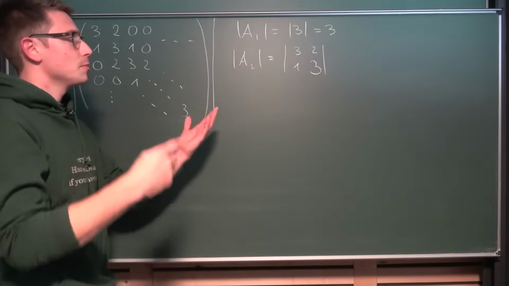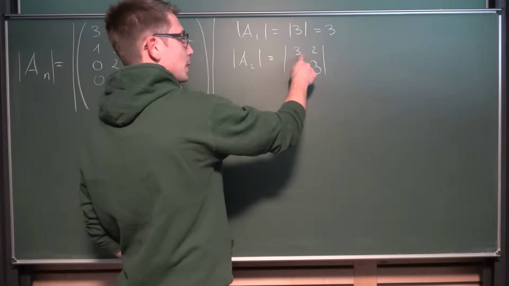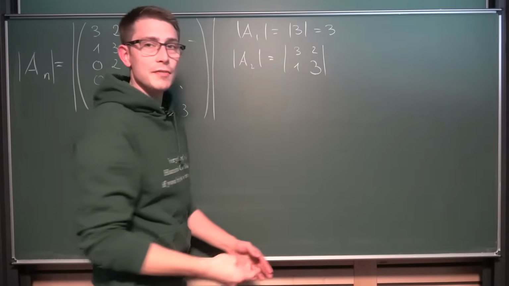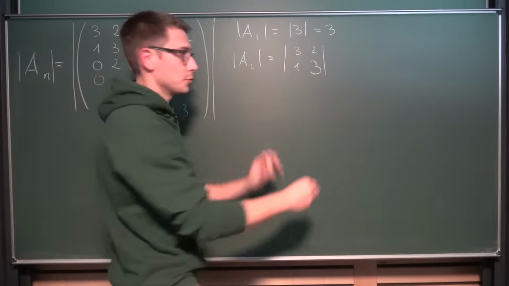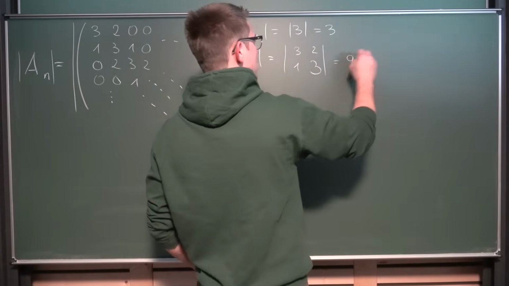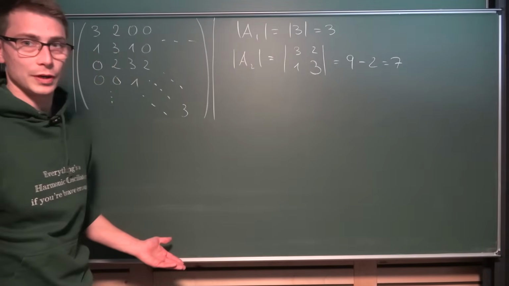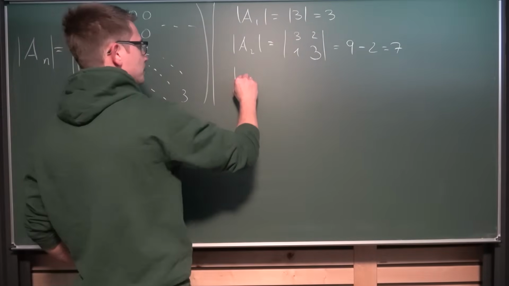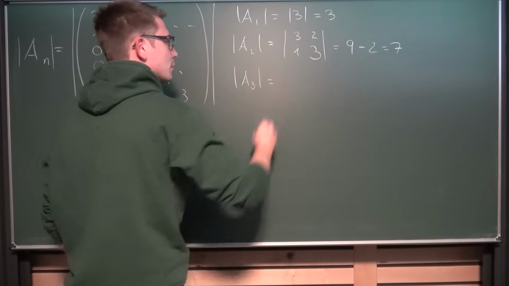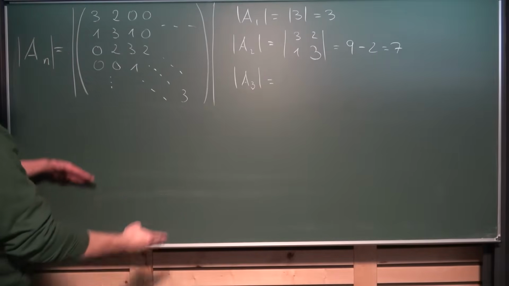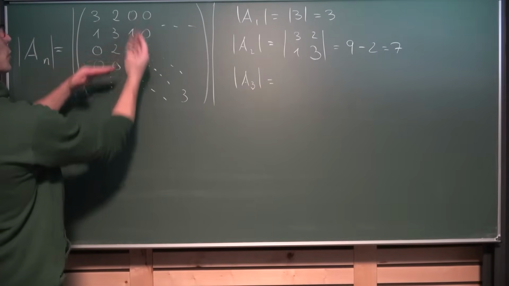How do you get the determinant of a 2 by 2 matrix? You multiply the diagonals together and then you take the difference of those. So 3 times 3 is 9, minus 2 times 1 is 2, which is 7. Okay, perfect. Now what about A3? And this is where we are going to start seeing a pattern. So A3 is this matrix right here.